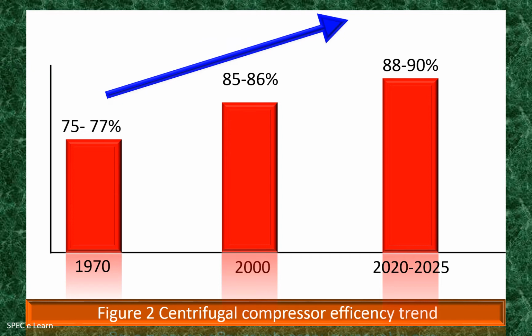This graph illustrates the trend in compressor efficiency over the years. From 1970 to 2000, the efficiency has improved from 75 to 85%. By 2025, further ongoing improvement in impeller and diffuser design will lead to efficiency reaching 88 to 90% from the present 85%.